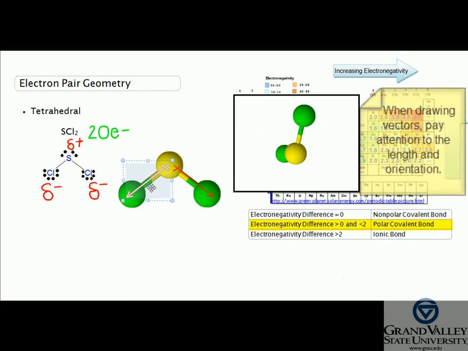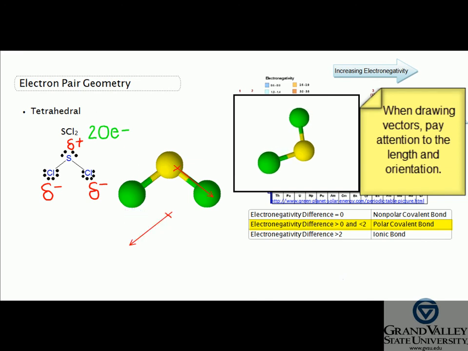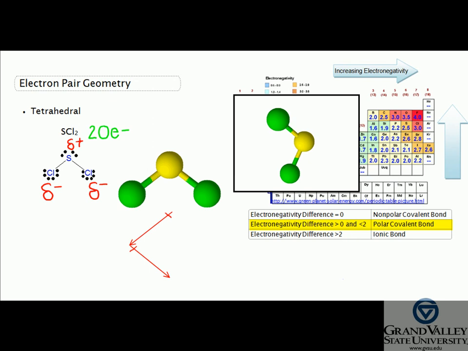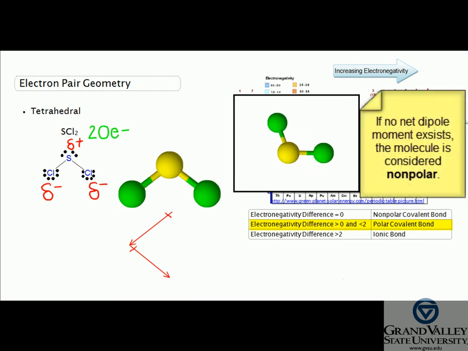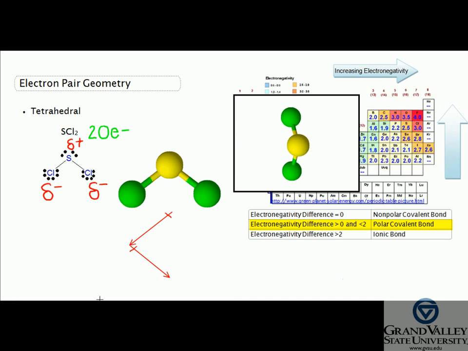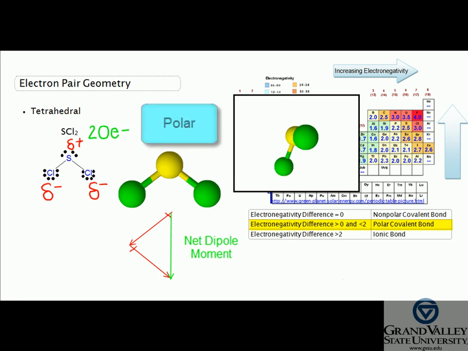Begin by drawing the first vector, paying attention to the length and the orientation. Then, continue by drawing the second vector, starting from the head of the previous vector. Continue to draw vectors until all are used. If the head of the final vector is located at the tail of the first, then no net dipole moment exists and the molecule is considered nonpolar. Since the dipole moments do not cancel, SCl2 has a net dipole and is considered to be a polar molecule.